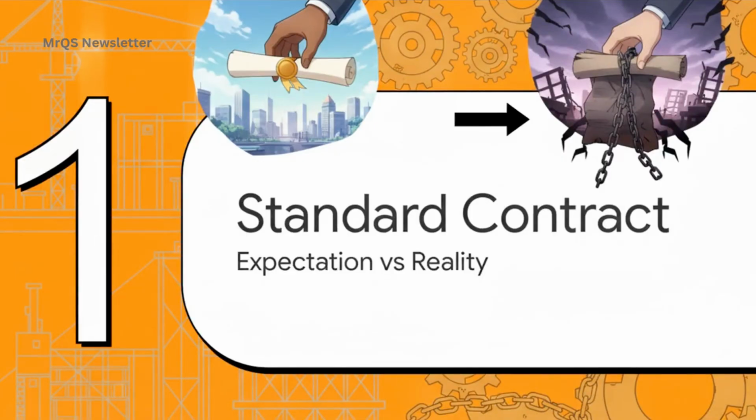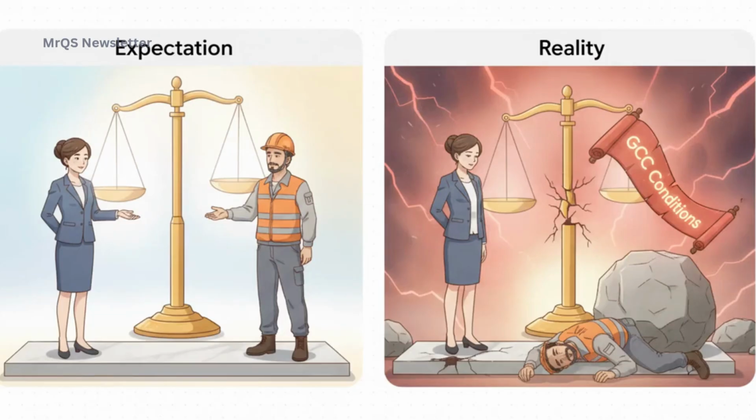Section 1. The standard contract illusion. Expectation versus reality. In the international construction industry, standard forms, specifically the ones published by FIDIC, like the famous Red Book and Yellow Book, are designed to promote equitable risk allocation. The baseline expectation is pretty simple. You assign the risk to the party best equipped to actually manage it, and you make sure the contract is administered neutrally. But the reality?